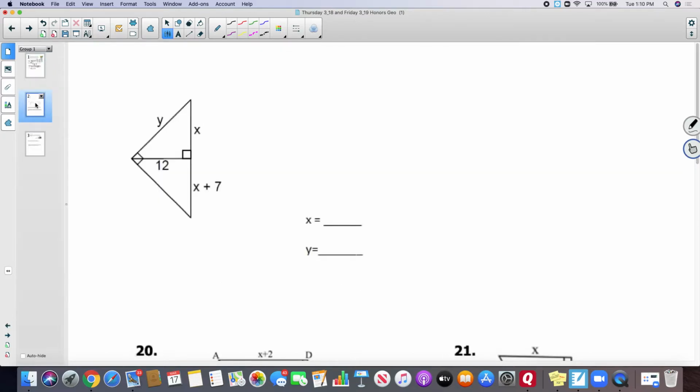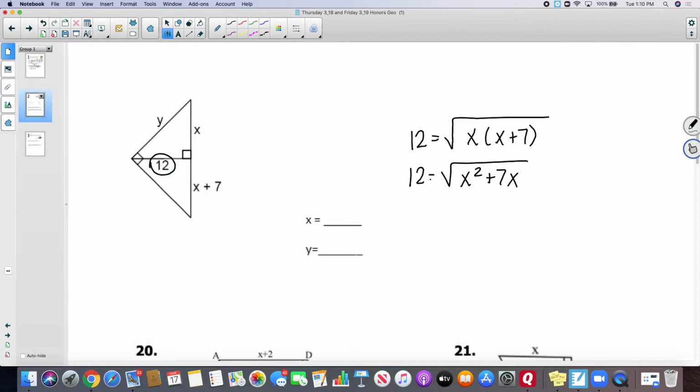I asked you to use geometric mean to work these problems. Okay, so when I look at this, if you'll remember that if we're using the altitude, so if we're using this number right here, the altitude is equal to the geometric mean of part times part. And so I'm pretty confident at this point I'm going to have to factor. If you have a radical on one side, so on here I have a radical on the right side, I'm going to square both sides. So I'm going to get 144 equals x squared plus 7x.